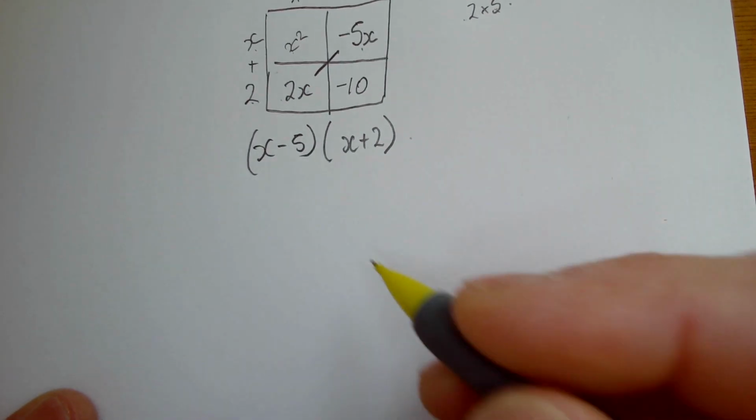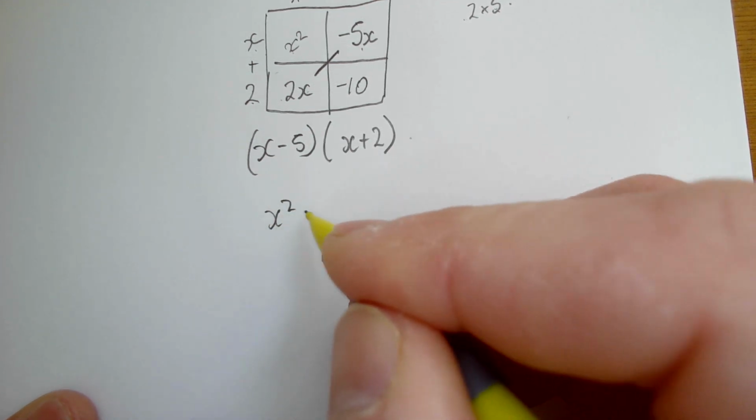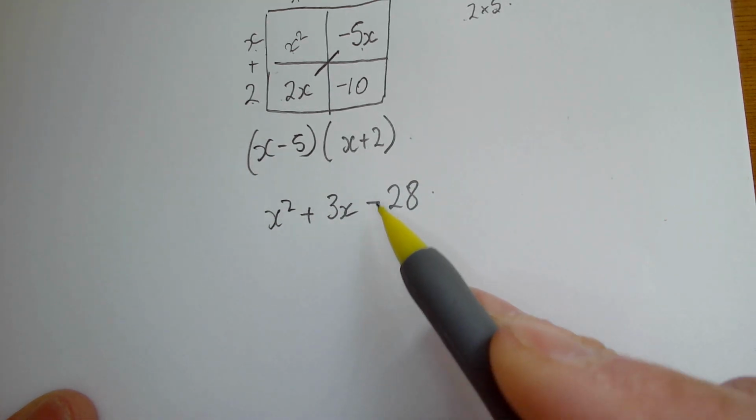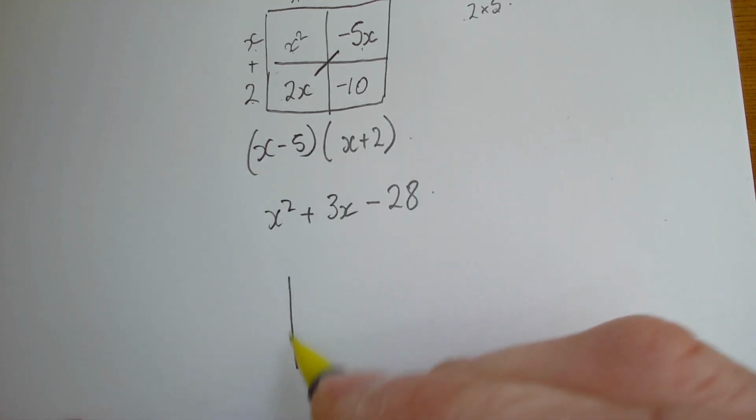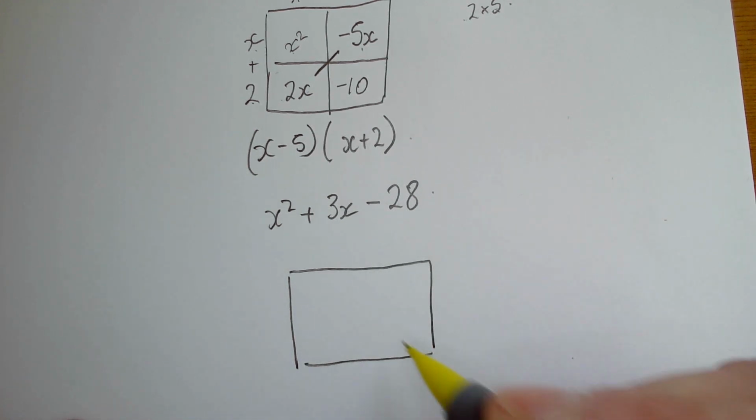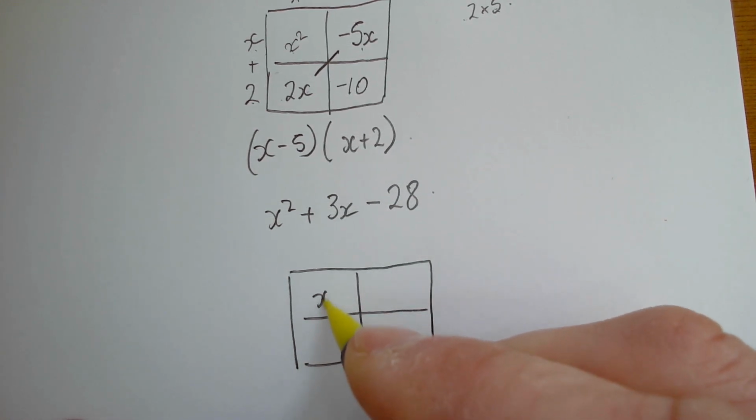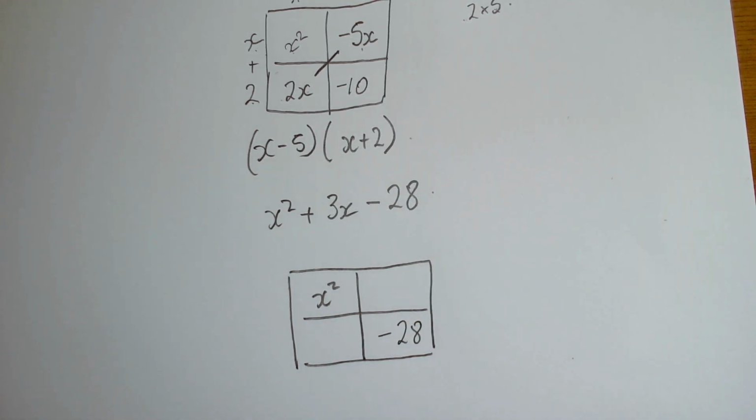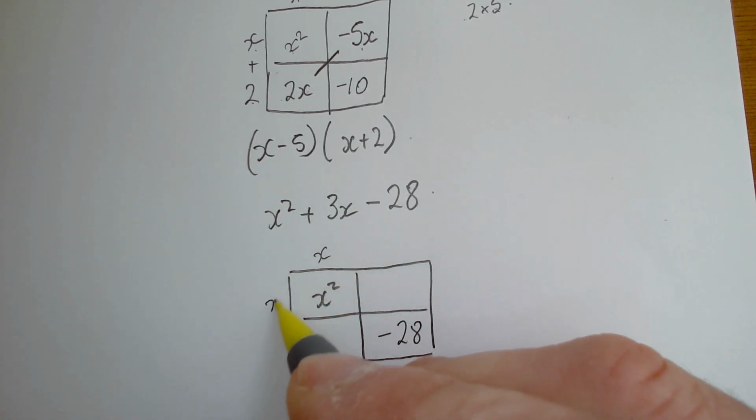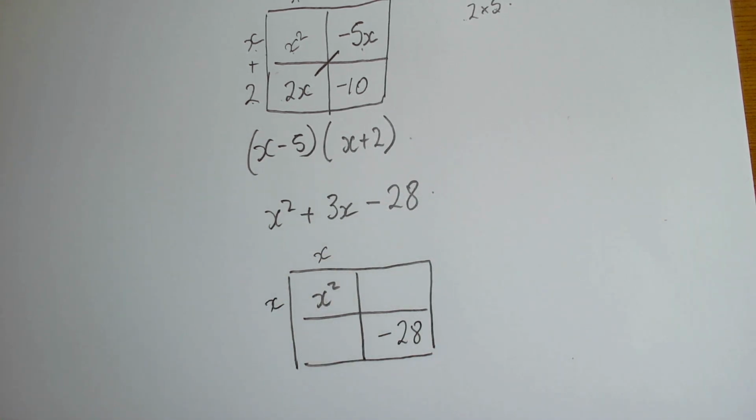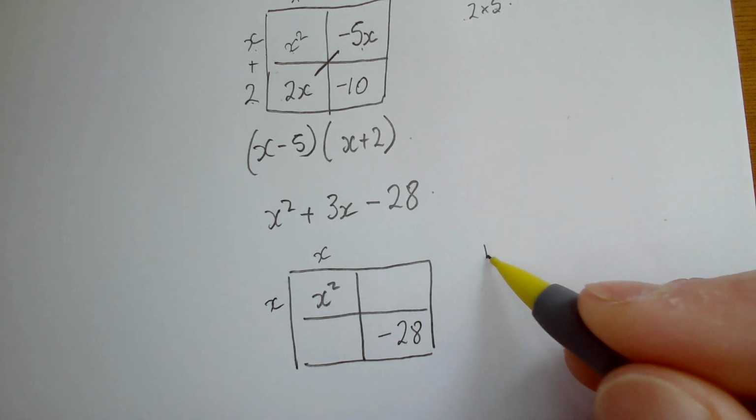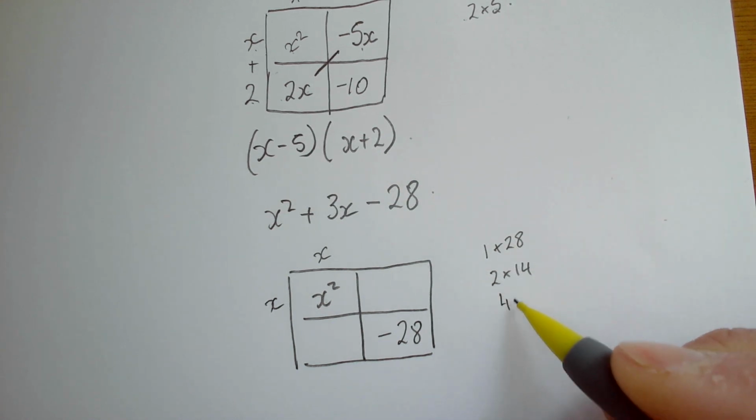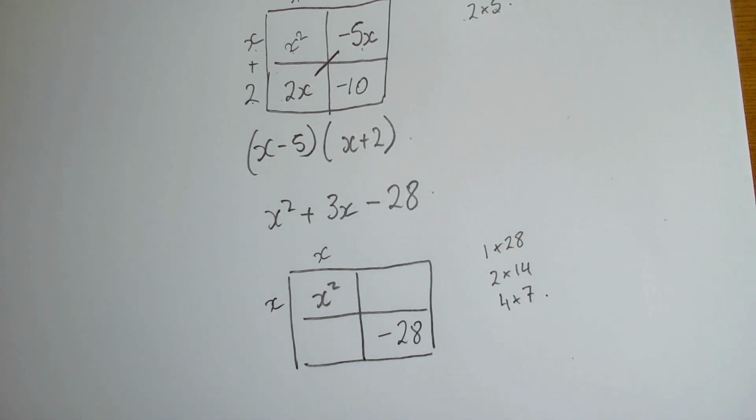So the last example in this video is going to be x squared plus 3x minus 28. We notice here that our constant is minus 28. Draw up our grid. x squared goes in here, and our minus 28 goes in here. What are our factors? x times x is going to give us x squared, and our factors of 28 are going to be 1 and 28, 2 times 14, and 4 times 7. There aren't any other factors.